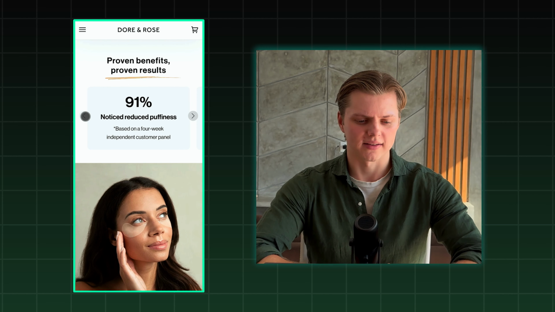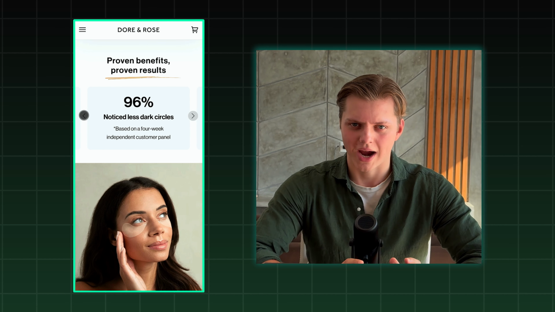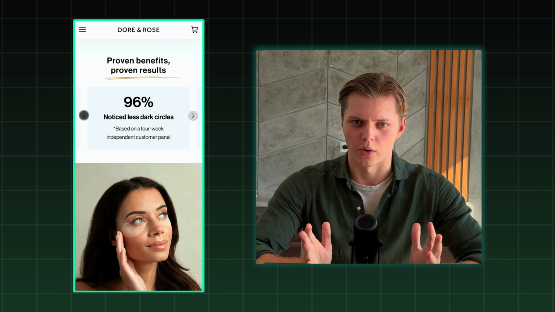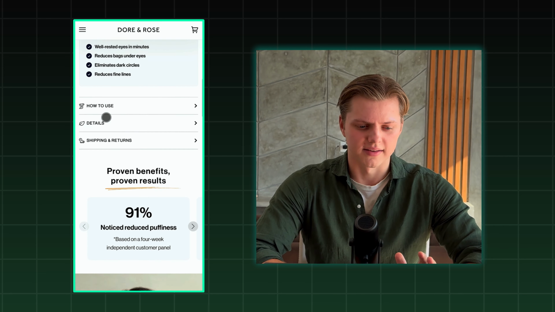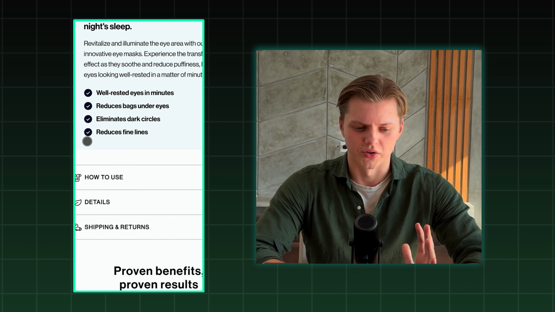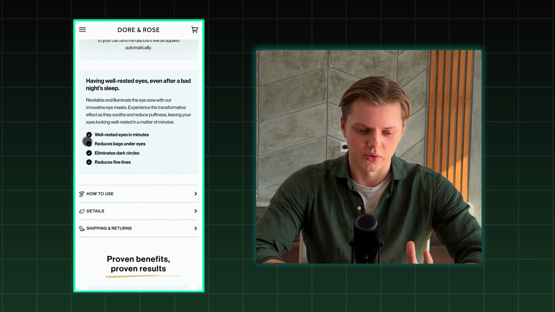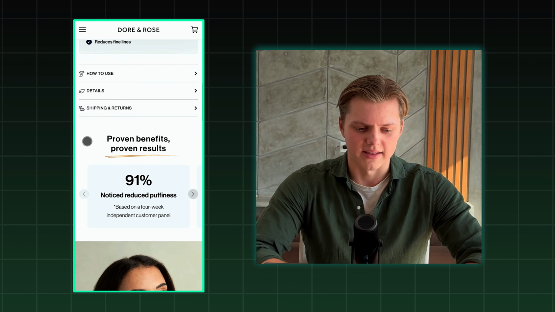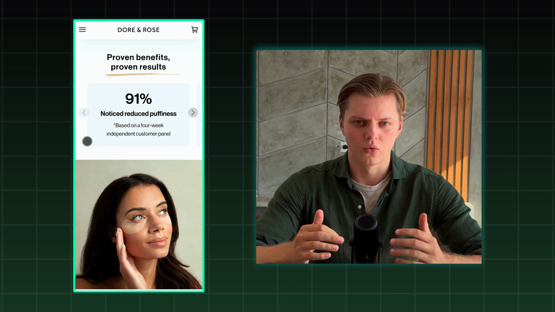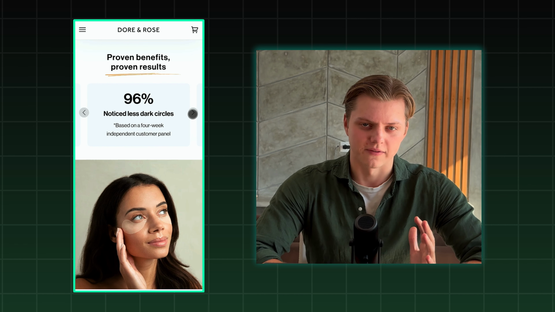So from there you can get statistics on what percentage of your customers are actually experiencing the benefits you are promising. As you see here in the desire stage, they are promising well-rested eyes, reduced bags, elimination of dark circles, and reduction of fine lines. And then right under where they promise these benefits, they have this statistics section, which presents proof to the logical mind that they are actually very likely to get these benefits, almost guaranteed.